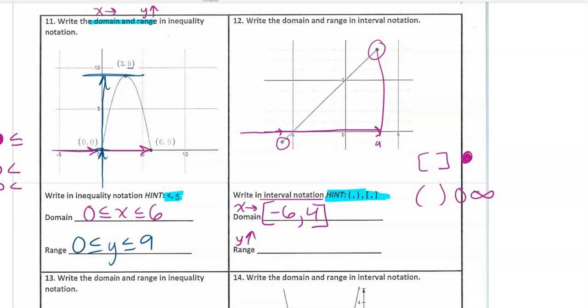All right, now for the range from bottom to top, where's our y-axis? Right here. So as these y values increase, what is our lowest point? It's right here at about -1. Again, closed circle right here at -1, so we use a bracket. As those y values increase, our highest point here is at 5, 6, 7, 8. Closed circle, we use a bracket.